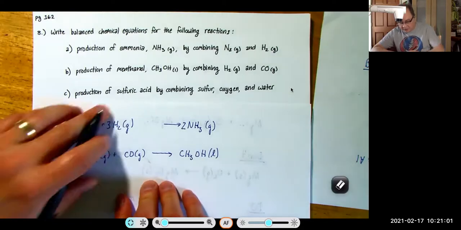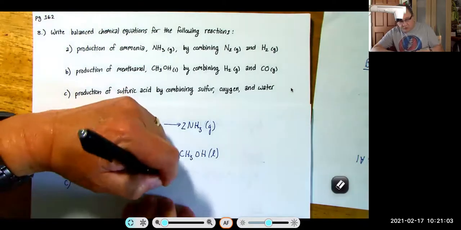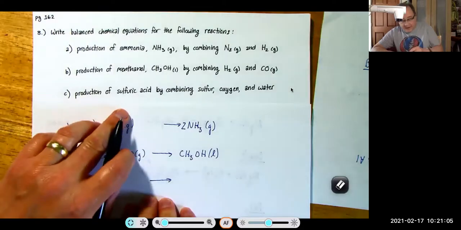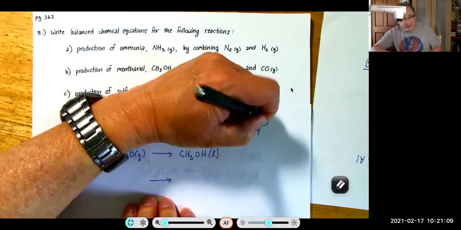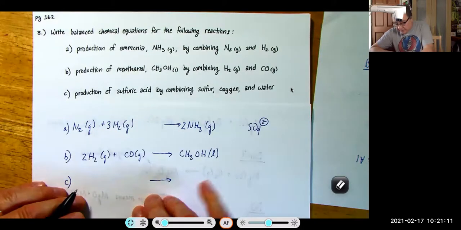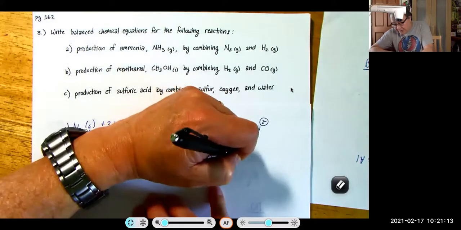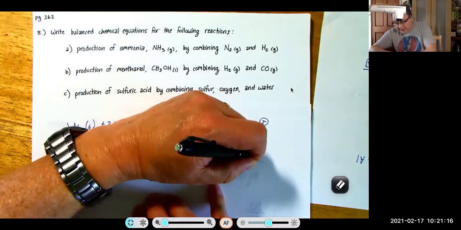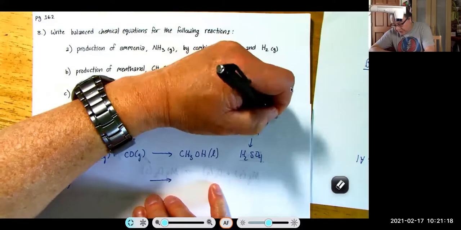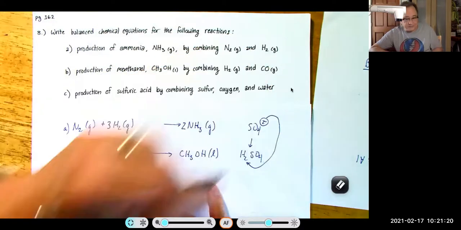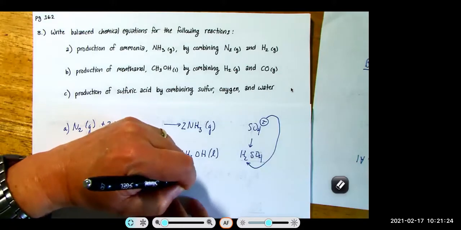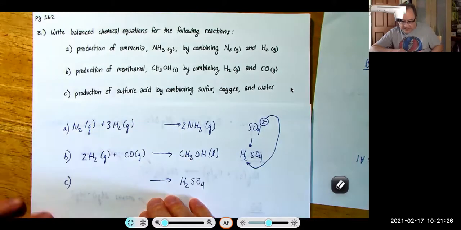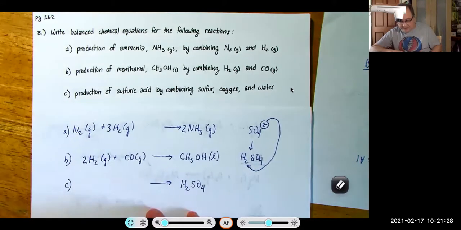The production of sulfuric acid. So the way to figure out what the formula of sulfuric acid is, is to start with the sulfate ion. And to get sulfuric acid, you add 2 hydrogens, and that's sulfuric acid. The reason I know it's 2 hydrogens is because of that charge of 2. So this is what we're going to make. And notice here, they don't say anything about the state, so we're not going to worry about that.